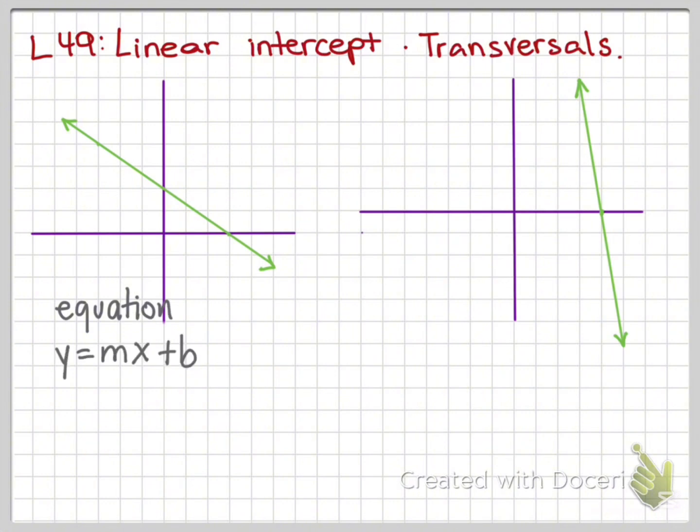Now in this drawing, in this graph, we can find b very easily. Remember, b is the intersection with the y-axis. And so b is 2. I can just put 2 here.